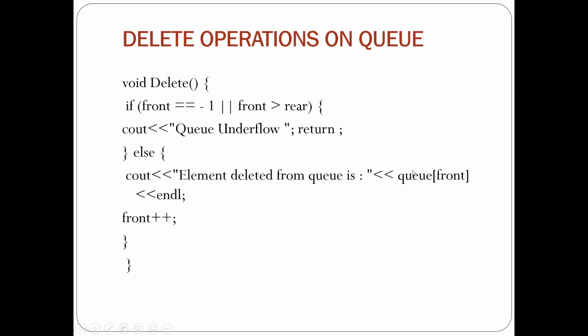Otherwise, whatever element is present at the front end, that is queue of front, we are taking out, or printing the element present at the front end, and then we are incrementing the front end, that is front plus plus. So this sequence is very important. First, you have to take out the element present at the front end and then increment the front end so that the front index will point to the next element at the next deletion. So this is the deletion operation actually.